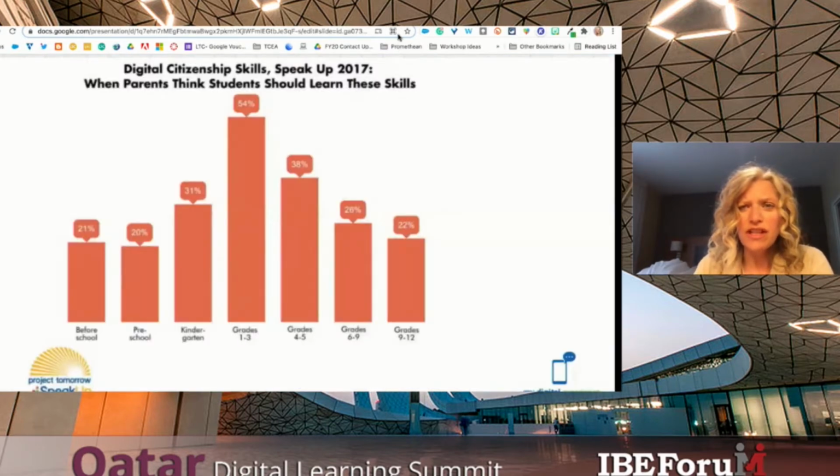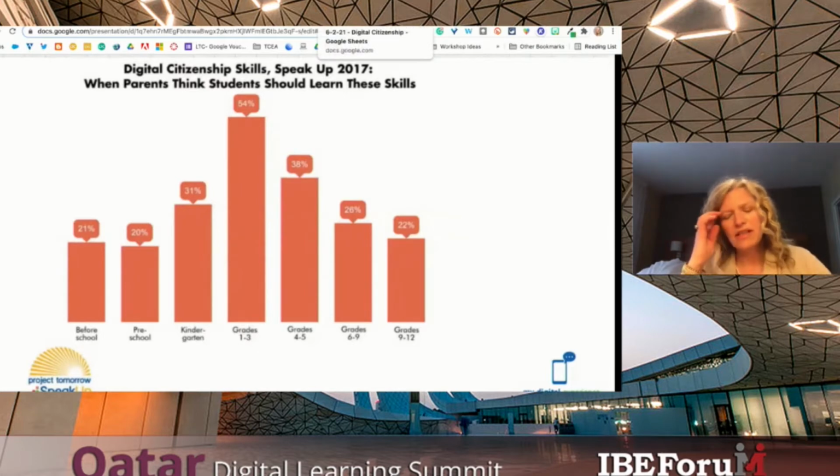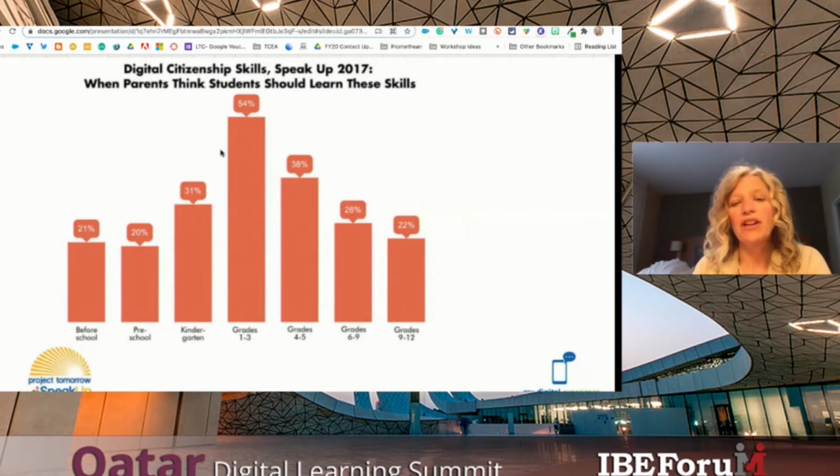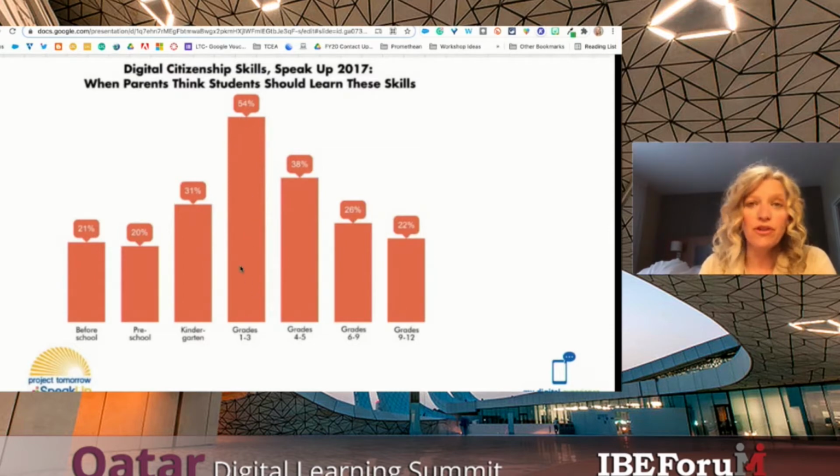Especially with the younger kids, what we're seeing is that since younger students have all of this technology available to them, parents think that digital citizenship skills need to be taught in the younger grades. And if you look at this chart right here, over half of the parents surveyed say that the skills should be taught in 1st through 3rd grade.